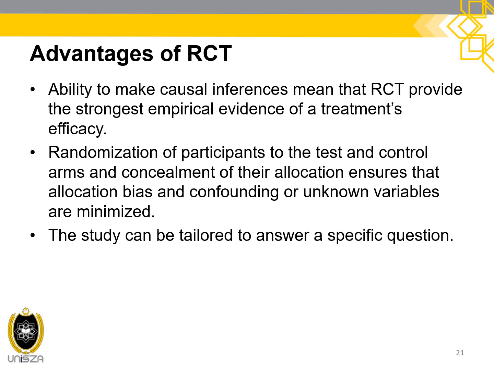The advantage of RCT is in its ability to make causal inferences, which means that RCT provides the strongest empirical evidence of a treatment's efficacy. Randomization of participants to the test and control arms and concealment of their allocation ensures that allocation bias and confounding or unknown variables are minimized. The study can also be tailored to answer a specific question.